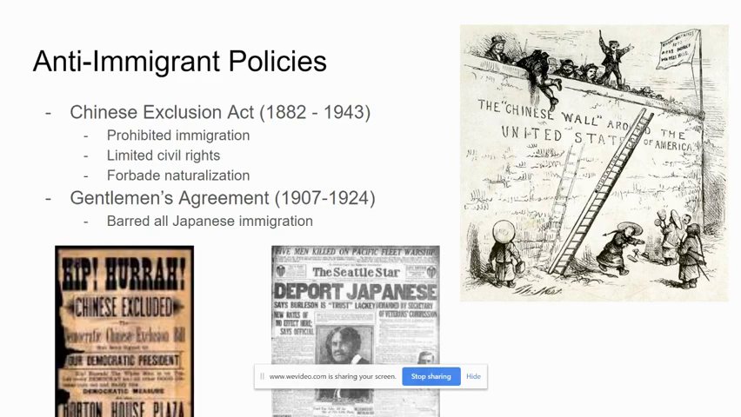The Chinese Exclusion Act is going to limit any immigration from China to the United States for roughly 60 years. It's also going to limit the civil rights of those immigrants already in the United States, limiting what they can or cannot have access to. They're going to have limitations on their education until the Supreme Court steps in. They're also going to have naturalization forbidden, so citizenship for Chinese immigrant children who are born in the United States and should be guaranteed citizenship, but it's going to be limited with the Chinese Exclusion Act.